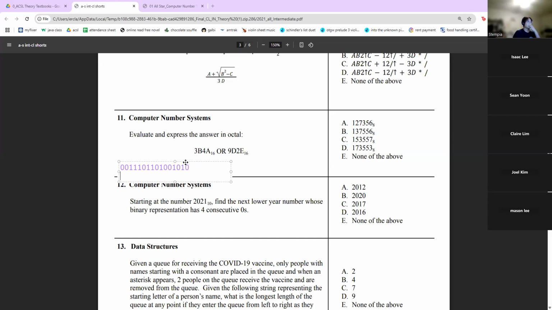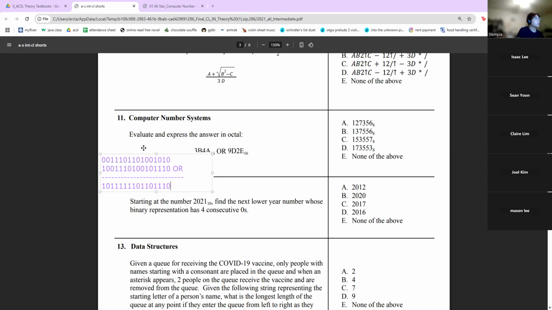Okay, now for the second half, we have 9D2E. 9 in binary is what? 1, 0, 0, 1. D has the equivalent of 13, right? So that's going to be 1, 1, 0, 1. 2 is going to be 0, 0, 1, 0. And then finally, E is going to be 1, 1, 1, 0. And these two binary bit strings are going to be ORed against each other, which gives us a final answer of 1, 0, 1, 1, 1, 1, 1, 1, 0, 1, 1, 0, 1, 1, 1, 0.